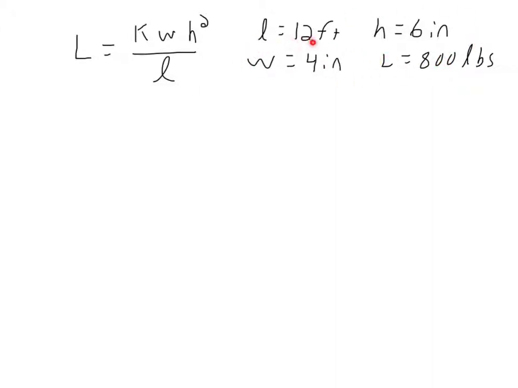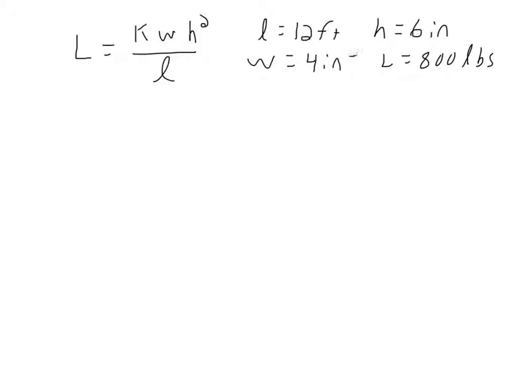We're told the length of the board is 12 feet, the width is 4 inches, the height 6 inches, and the load 800. I noticed when you emailed it to me, it looks like you have the length set as 13 instead of 12, and so that could be the problem. One thing I noticed right away is we need to convert everything to the same unit, so I'll convert these inches to feet like you do.